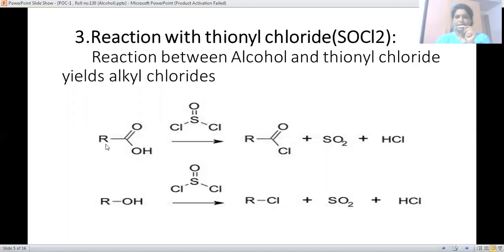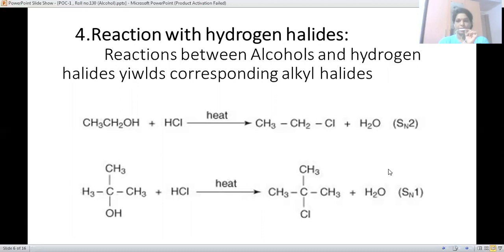When the alcohol combines with the thionyl chloride group, the hydroxyl group is removed and chloride attaches here, forming ethyl chloride. We call this compound an alkyl chloride, with SO2 plus HCl released. So this is again a very simple reaction between alcohol and thionyl chloride.